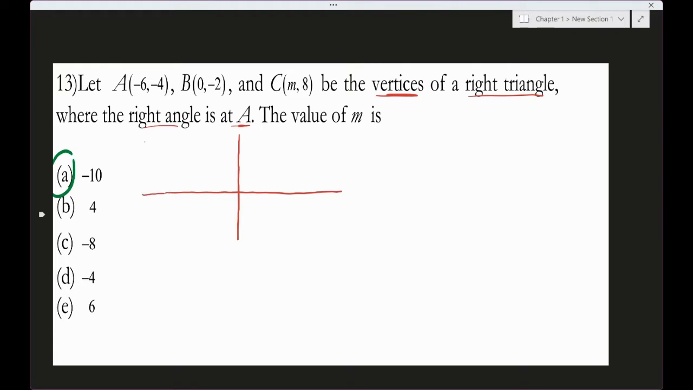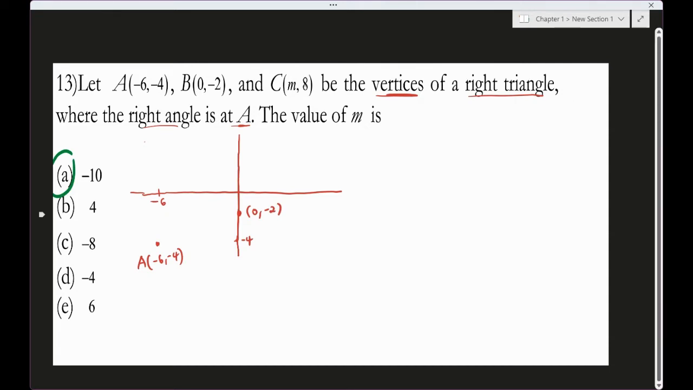Just to have a pictorial representation, let's say this is point A. A is -6, -4. So let's assume this is -6 and this is -4. And B is 0, -2, so it's just on the y-axis somewhere here. This is 0 and -2.